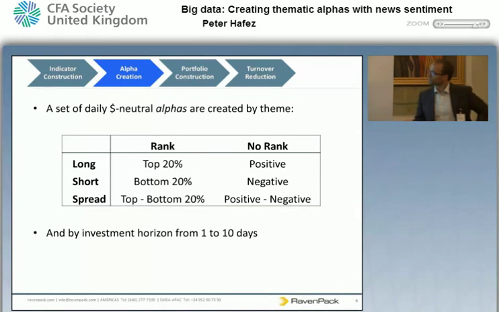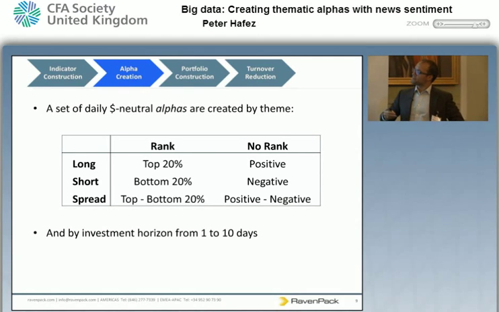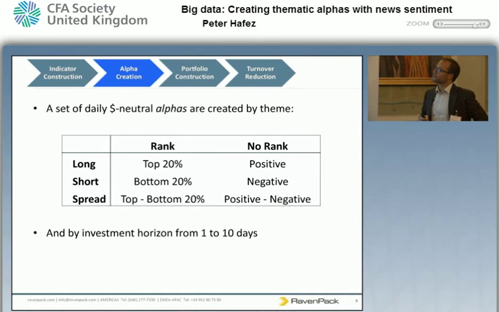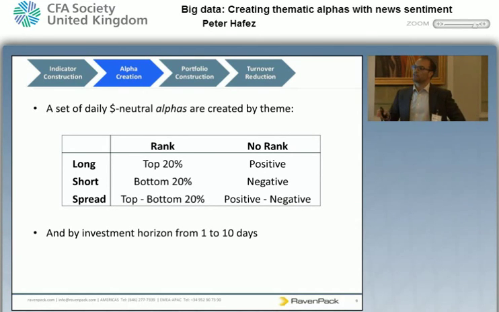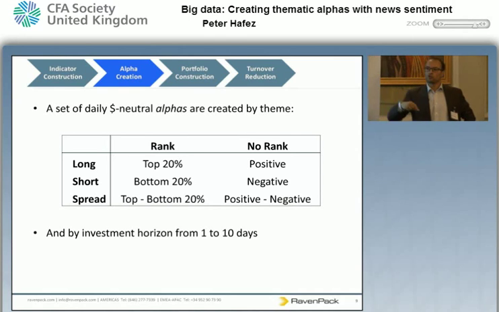Right? So based on that information, we can create a set of alpha strategies per theme. And we do that taking multiple approaches. So we create a set of dollar neutral alphas, basically. And by dollar neutral, I mean we are long and short in every single alpha.